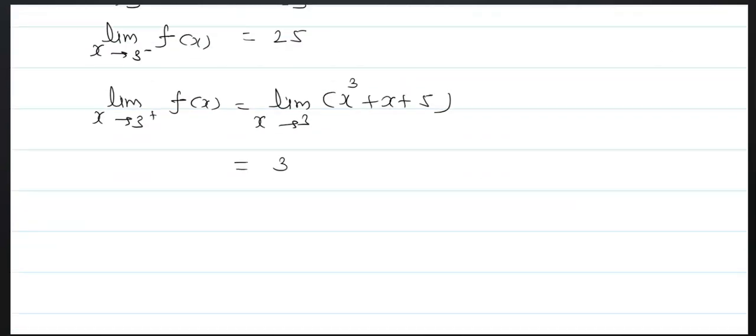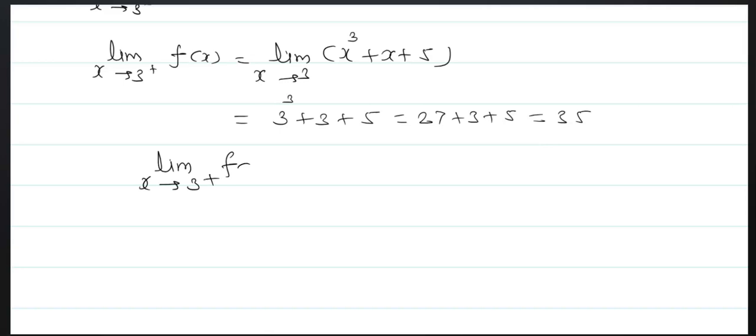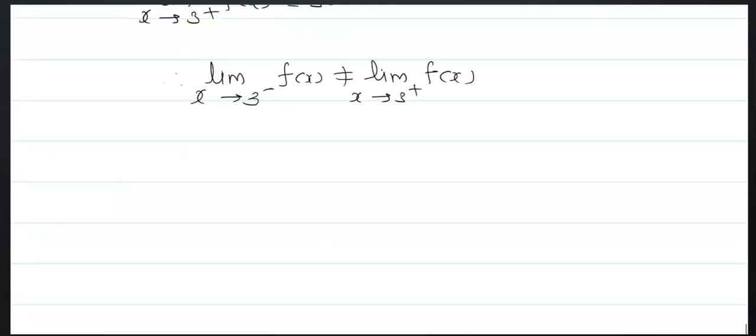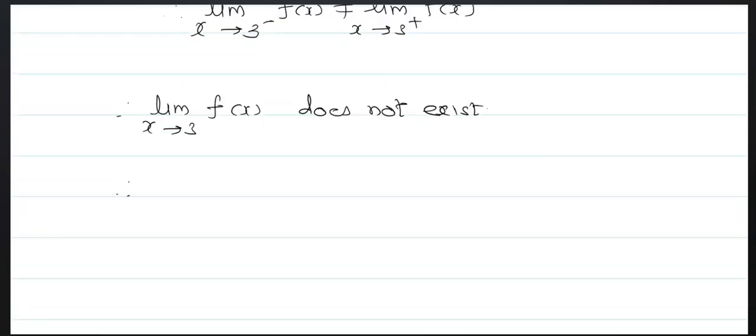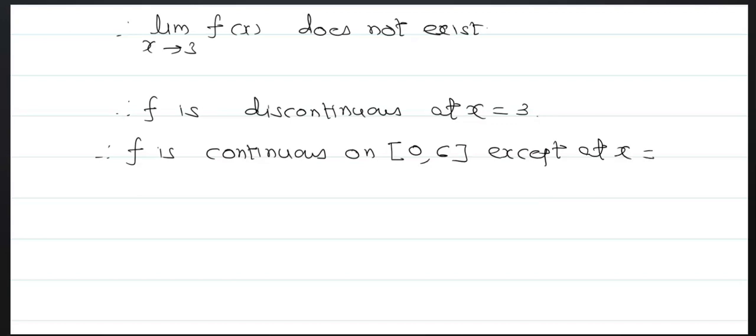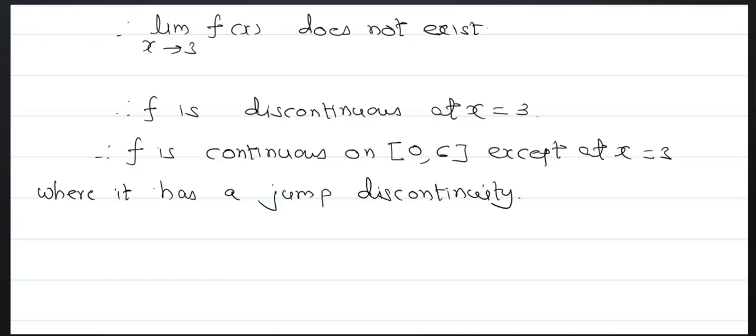Now the right hand side limit, it is 35. Both are not equal. Left hand side limit is not equal to the right hand side limit. Therefore, the limit of f of x does not exist. F is discontinuous at x equals 3. F is continuous on the closed interval 0 to 6 except at x equals 3, where it has a jump discontinuity.